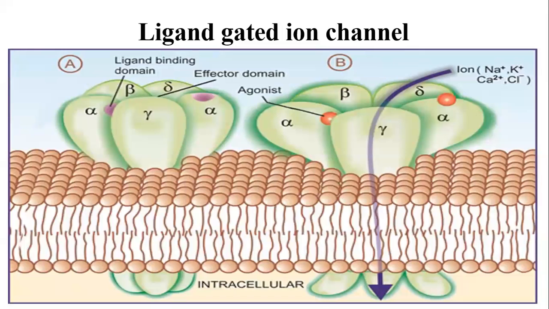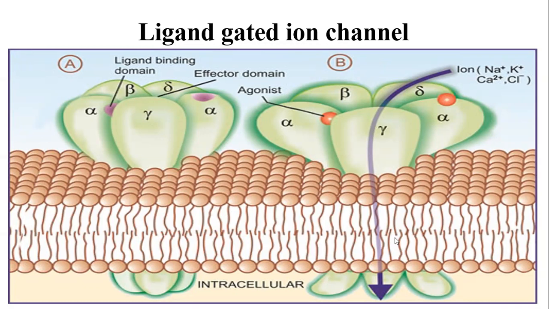What is the meaning of non-selective cation channel? Not only one type of cation; there are different kinds of positively charged ions that will move across this ion channel. There are different kinds of cations, that is sodium or potassium or calcium.